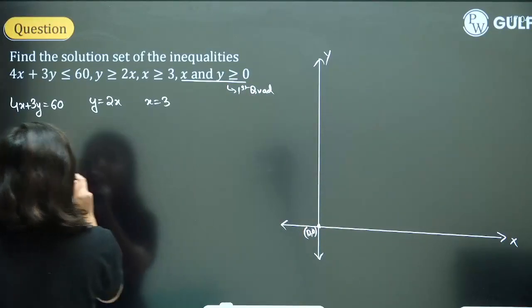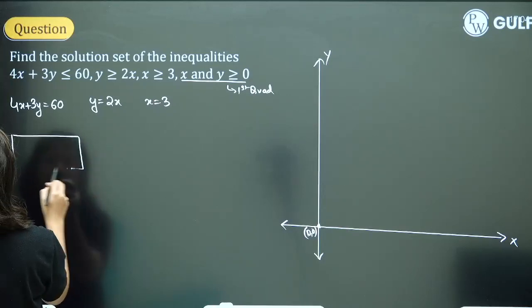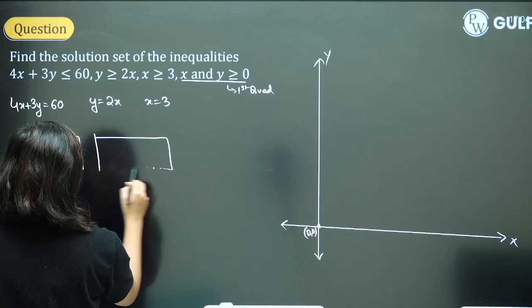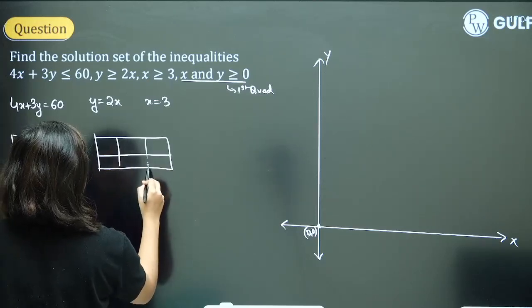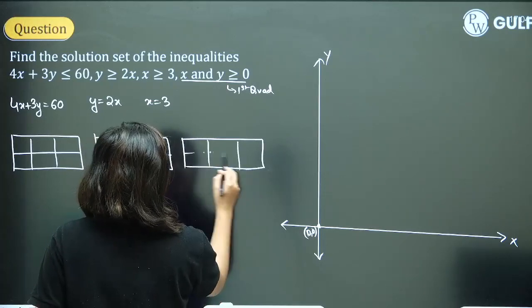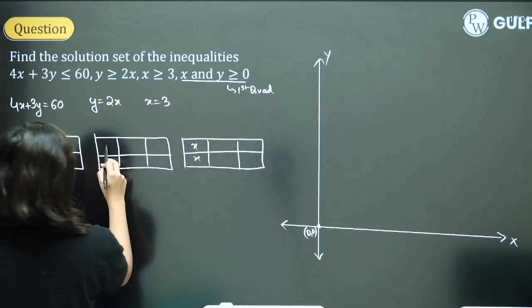These three inequalities, try to plot the line. Well, as I said, this helps us to draw the line, to get the coordinates for drawing the line. For three equalities, I have drawn 3 boxes.